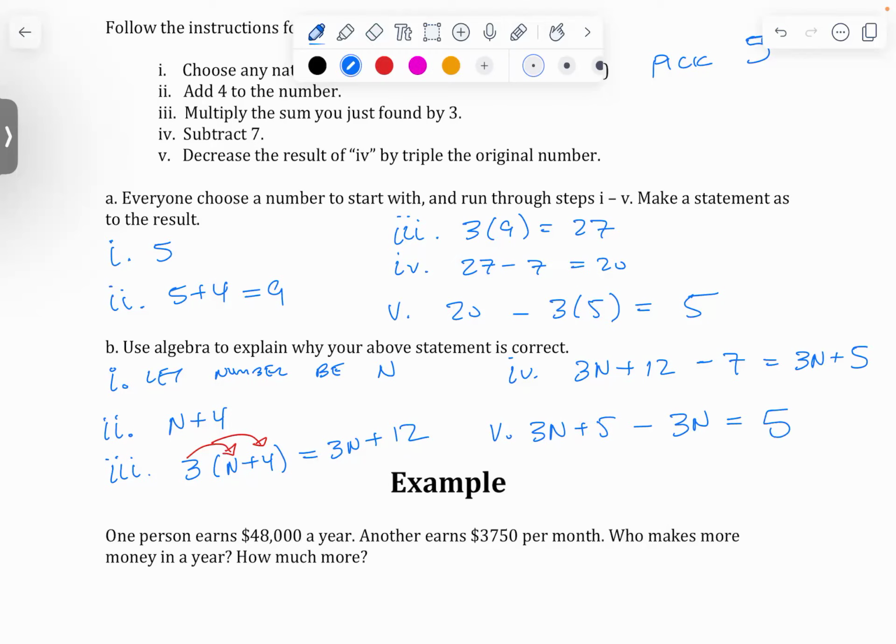Coincidentally, our first number started with 5, but the idea is that regardless of what number you start with, you will always end up with 5. And that's the pattern. So that's what algebra can do for us. It can identify a generalized pattern instead of guess and check. And that's why I really like algebra over guess and check.